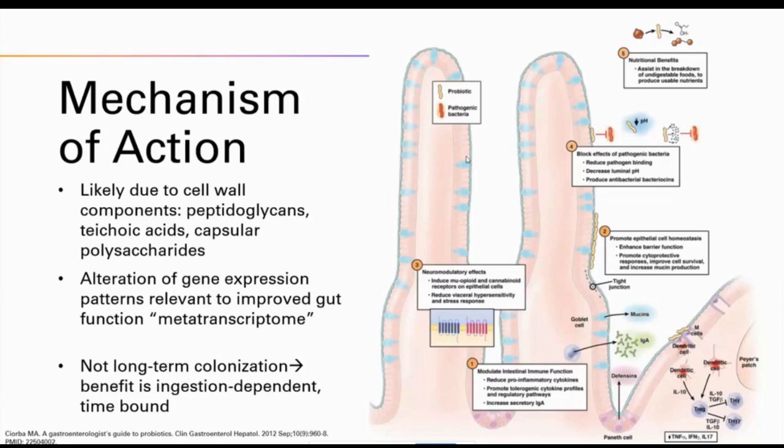But then lastly, in addition to the effects that we've talked about here, there is some theory that there may be even alteration of gene expression patterns. And that alteration of gene expression patterns leads to improved gut function. And that's a term that's kind of been coined, the metatranscriptome. And so we think that things are happening at a luminal level. We think that things are happening at a cell surface level, but even at a deeper signaling level. And then even beyond that, beyond cell signaling and inflammatory cytokines, that gene expression may be altered by probiotics. So we can see that this is a pretty complex system that we're dealing with.